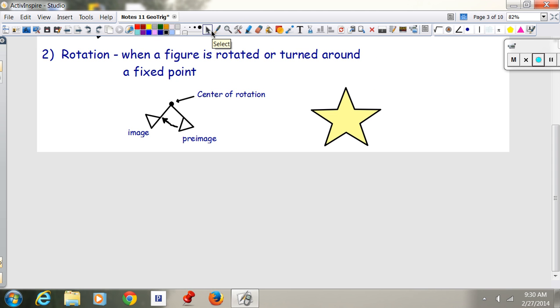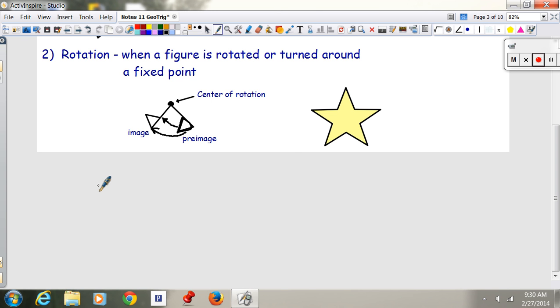Okay, so this rotation right here, if you look at this point down here, this is your center of rotation. This triangle right here is getting rotated around this point. It's like us rotating around the sun, right? So this is going to be rotated around a fixed point.